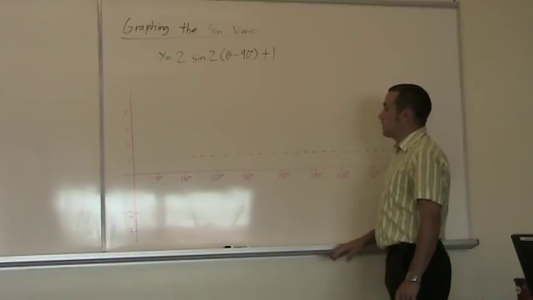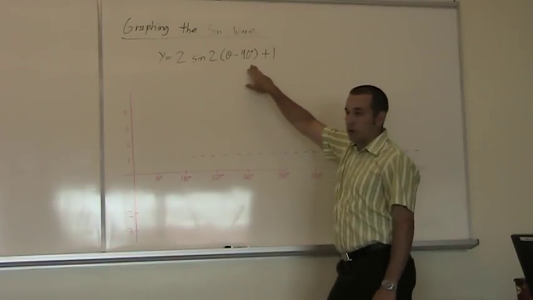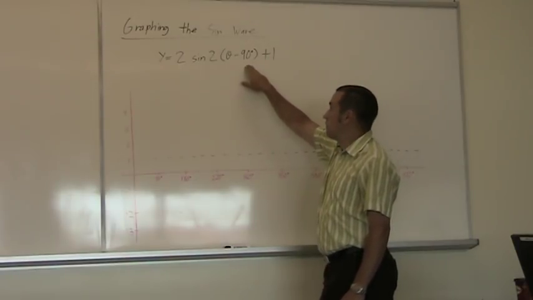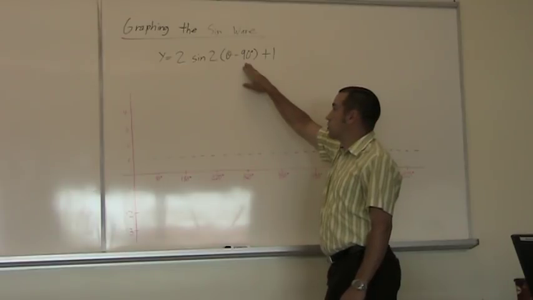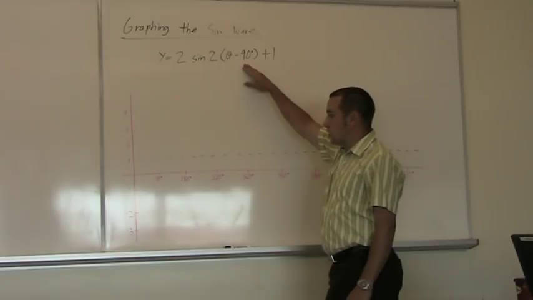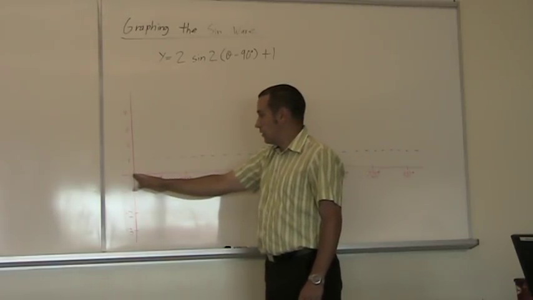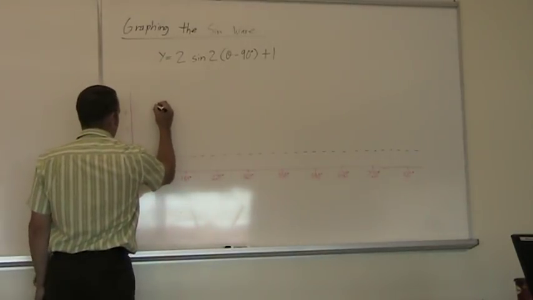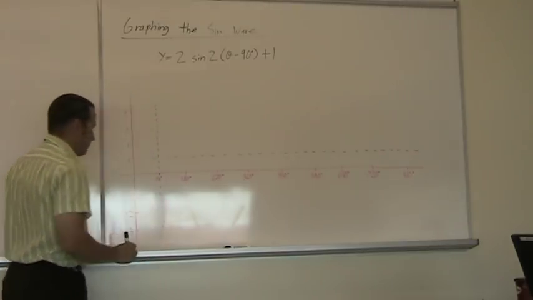Okay, next up. It says theta subtract 90 degrees. That means my sine wave has shifted 90 degrees to the right. So a horizontal shift of 90 degrees. I'm not going to start my sine wave at 0 degrees like the normal one does. I'm going to start at 90. So I put another dotted line down at 90 degrees to indicate my new starting point.